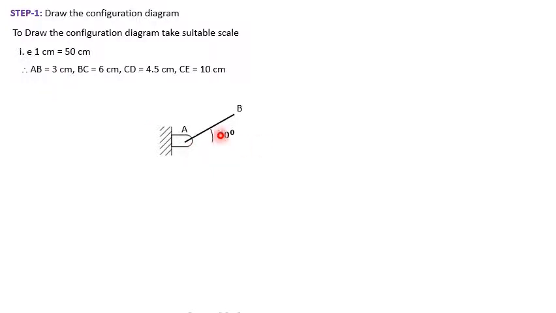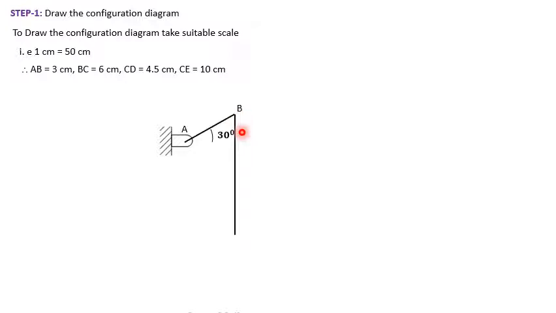Once this is over, next we have a vertical line in the downward direction, that is the connecting rod BC, and its length is 6 centimeter. So from the point B in the vertical direction, draw a line whose length is 6 centimeter. This is the third step in the configuration diagram.